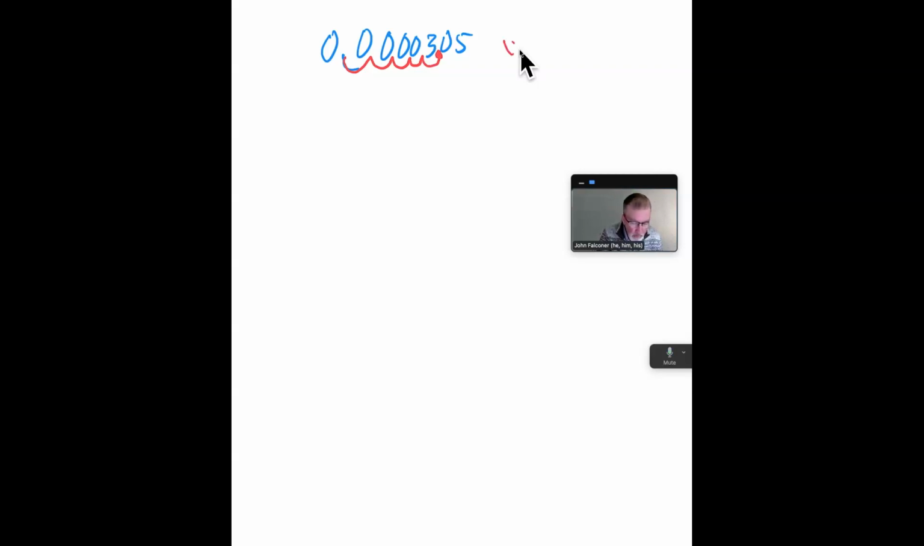We're moving the decimal point to the right, which means negative. We're going to go 5 places. It's a very small number, so we know this is going to be negative, right? It's a long way to the right of the decimal point. So when we write this in scientific notation, we'll have 3.05 times 10 to the negative 5.